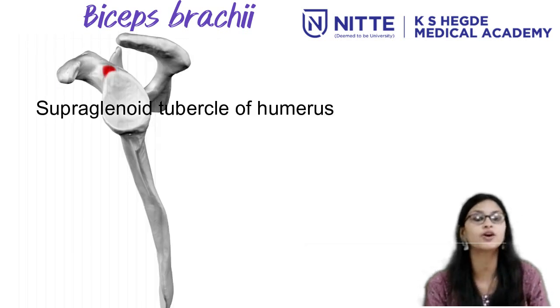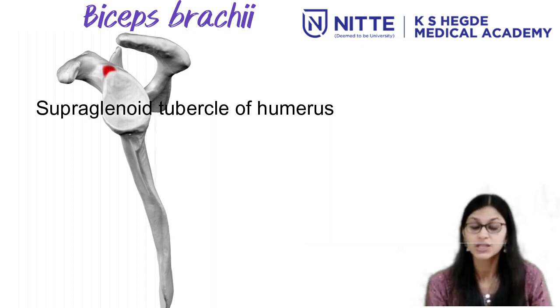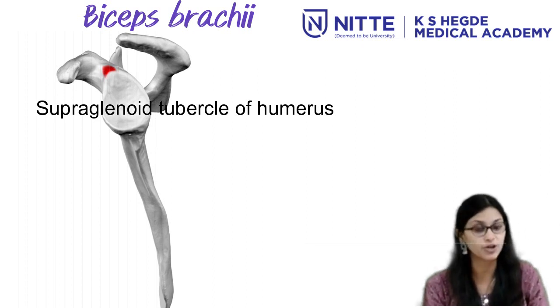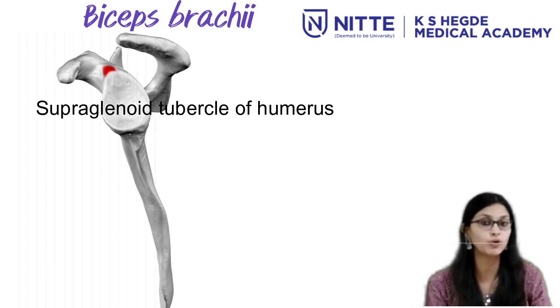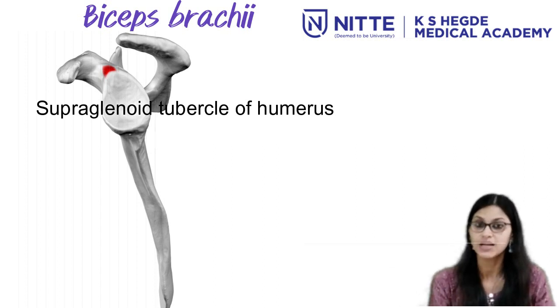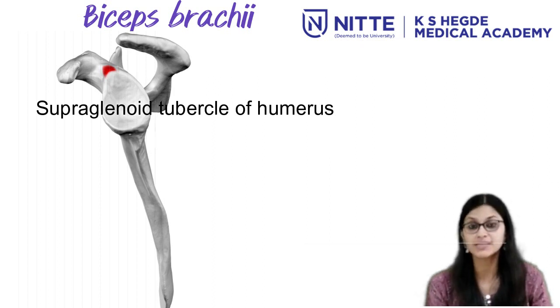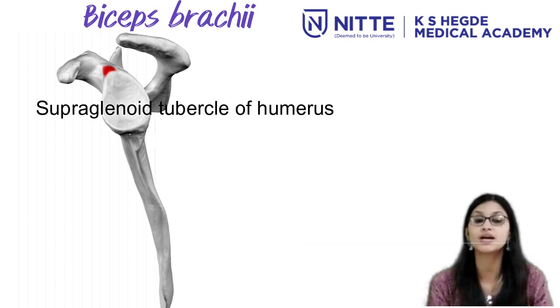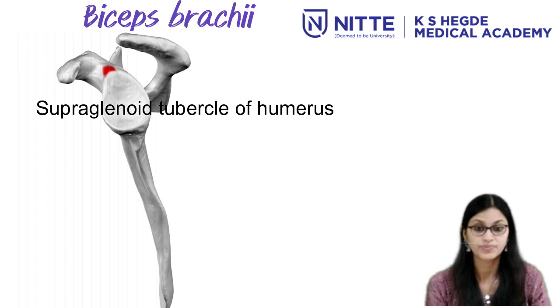Next is the long head of biceps. This long head takes its origin from the supraglenoid tubercle of the scapula. If you observe the glenoid cavity, just above it you can see a tubercle called the supraglenoid tubercle, from where the long head of the biceps takes its origin. Remember that the long head of the biceps origin is intracapsular, meaning it arises within the capsule of the shoulder joint, but it is extrasynovial in origin.